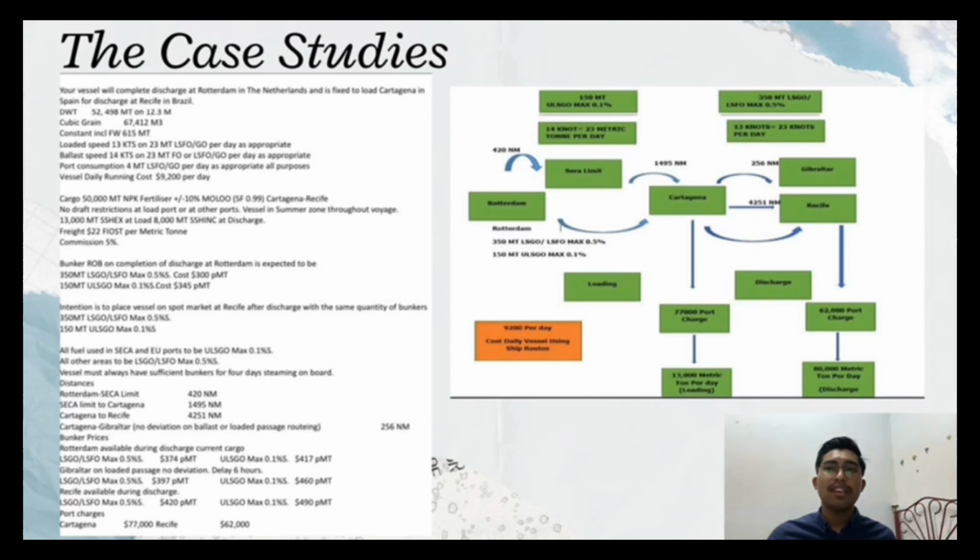The daily running cost of the vessel is $9,200 per day. The cargo for this voyage is 50,000 metric tons of NPK fertilizer with plus minus 10% MOLOO, more or less at owner's option, and a specific gravity of 0.99. The freight rate for this cargo is $22 per metric ton, and there is a 5% commission for the voyage.